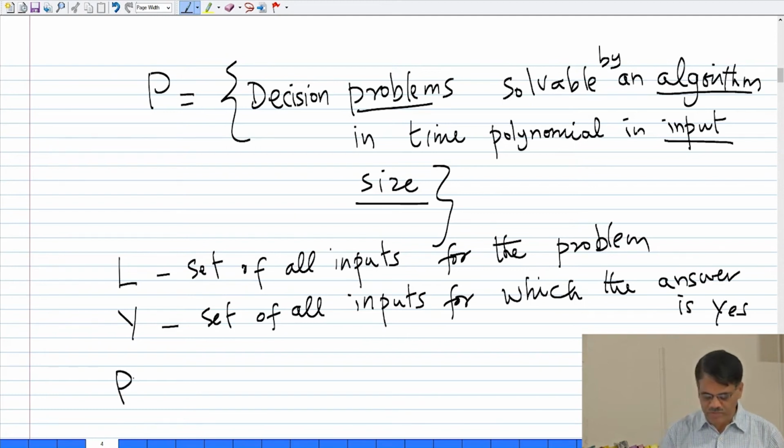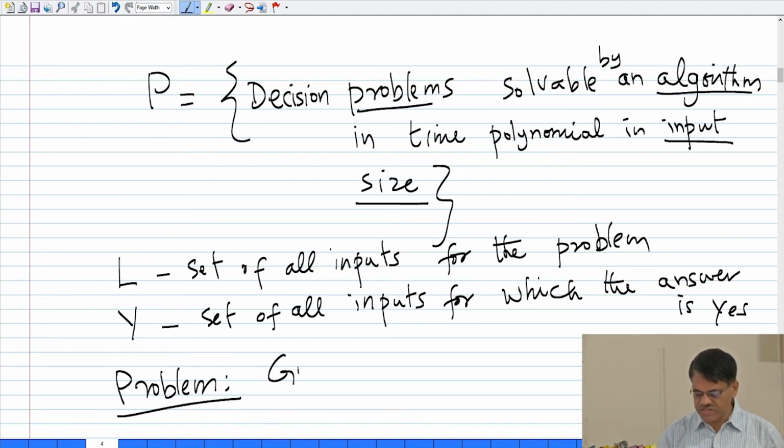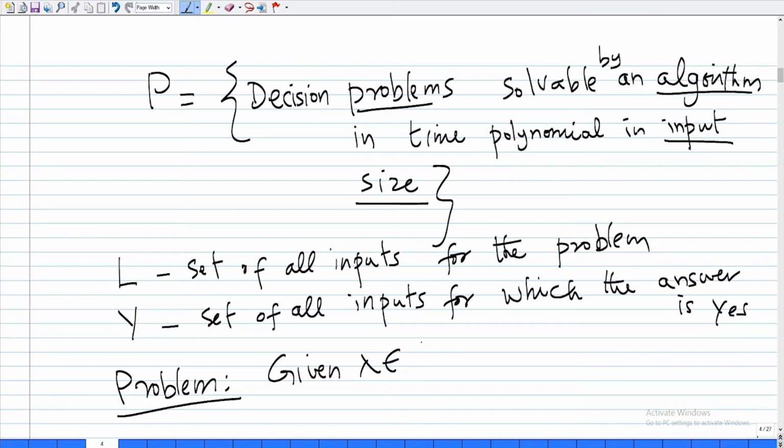Then what is my problem? Given x in L, is it in y? Think of L as a set of all graphs and y is the set of all bipartite graphs. The problem I am interested in is: given a graph, is it bipartite?